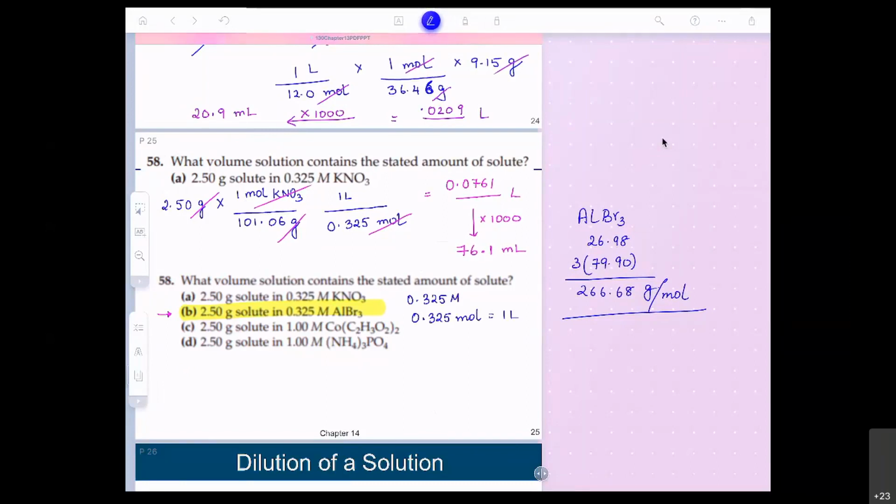I want liter on the top. I want my moles on the bottom, because my answer is volume. So I want my answer in liters or milliliters, but I got to have the volume unit on the top. You want to start with 2.50, go ahead and do it. Nothing wrong with it. You don't have to do exactly what I'm doing here.